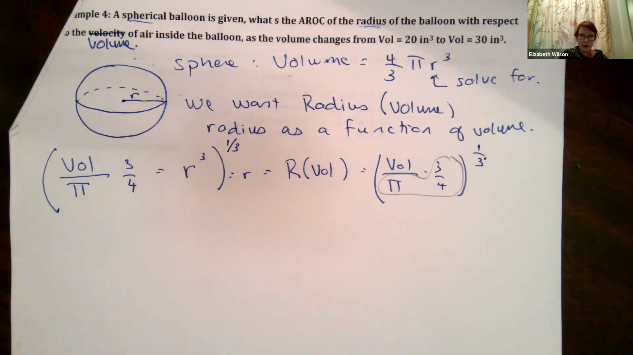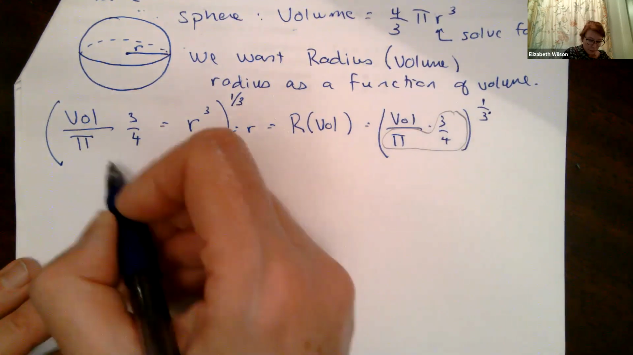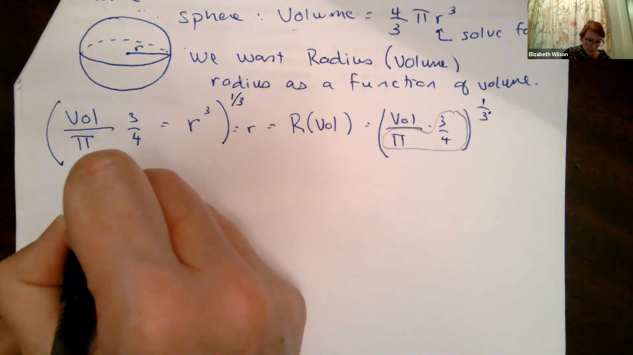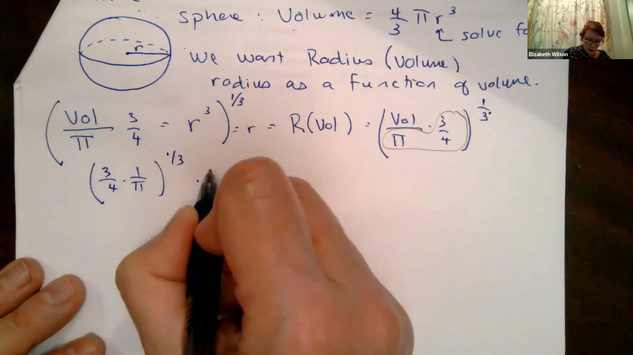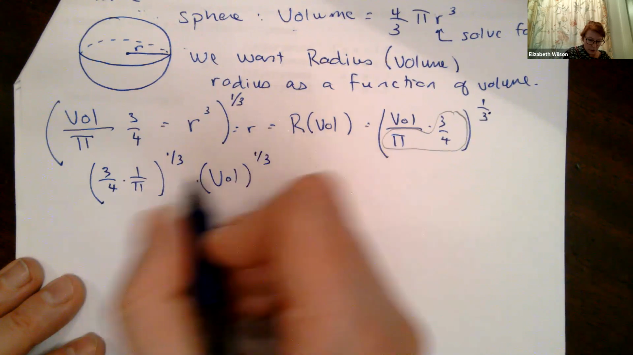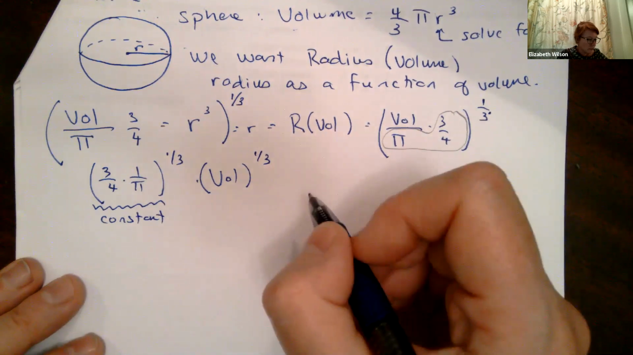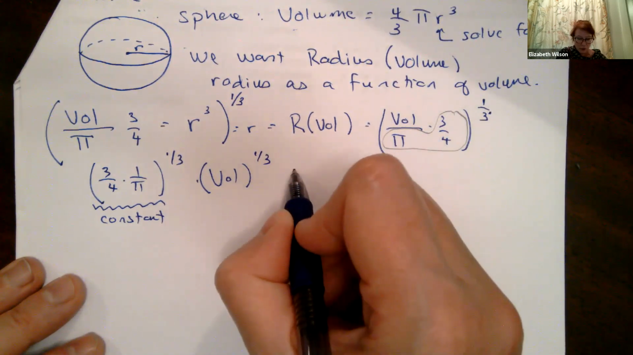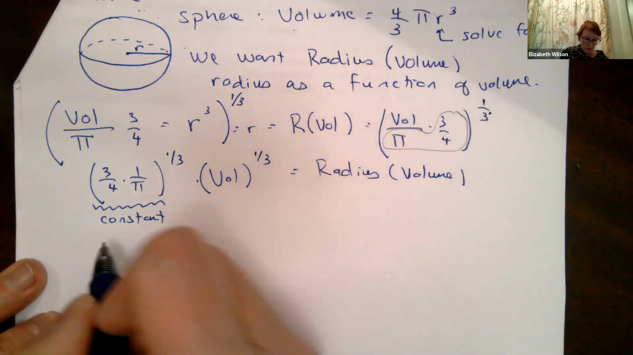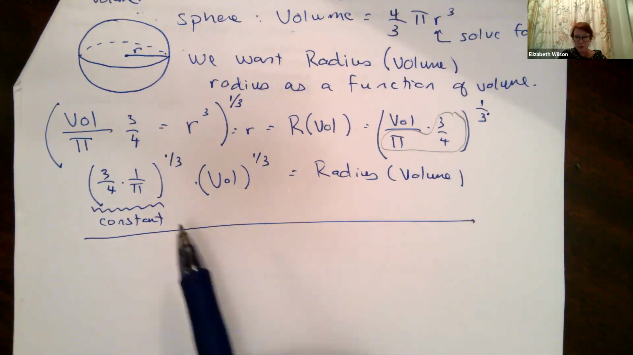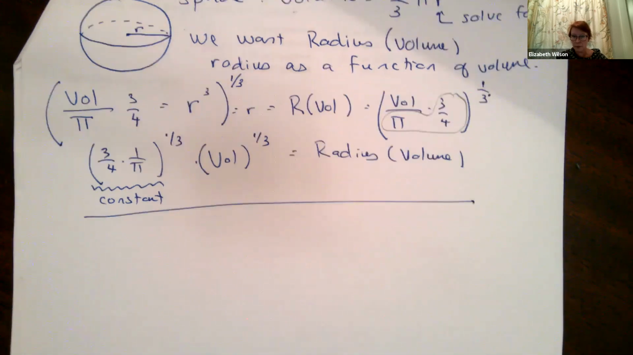So I'm just going to rewrite it. You don't have to do this; you can just leave it as it is. But sometimes if I write 3/4 times 1 over pi, to the 1/3, times volume to the 1/3, this here is a constant. Then I can more easily pull it out when I'm actually doing the work. This is the radius as a function of volume. Because I have to take the average rate of change, it helps to pull out the constants, so I'm just dealing with plugging numbers into one spot. You don't have to do that. You can leave it as it is.